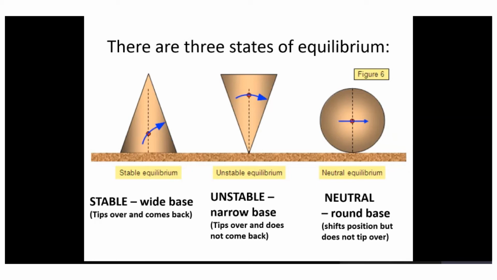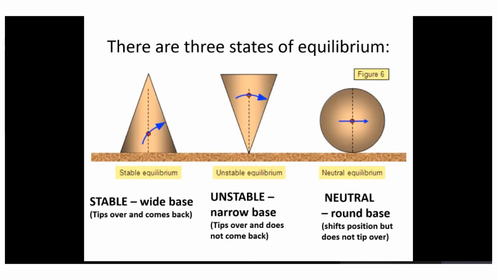And finally, we have objects like a tennis ball, soccer ball. If you kick it, it will move position, but it won't tip over, okay? Because it's round. What I mean by it won't tip over is its center of gravity will remain in the same place. Okay?